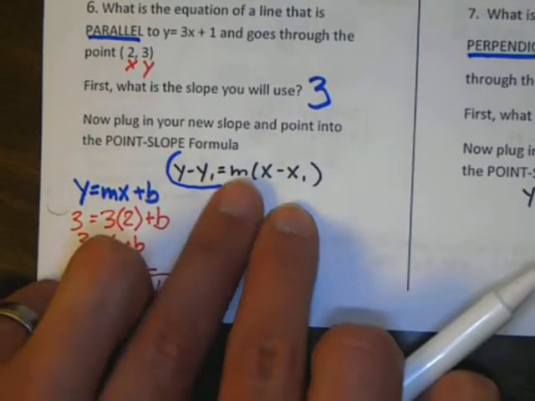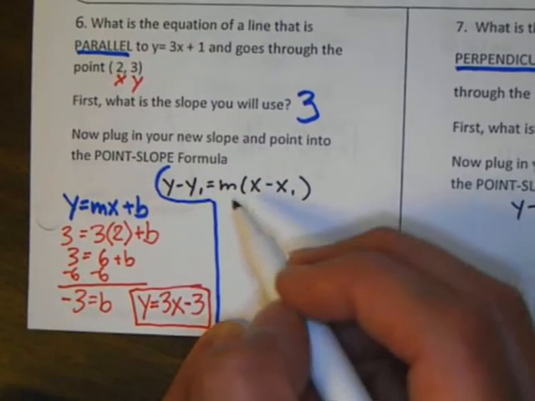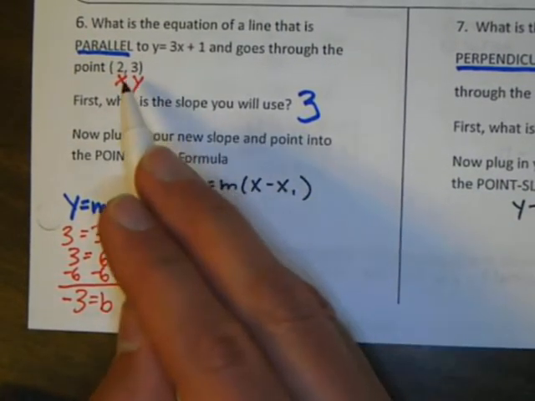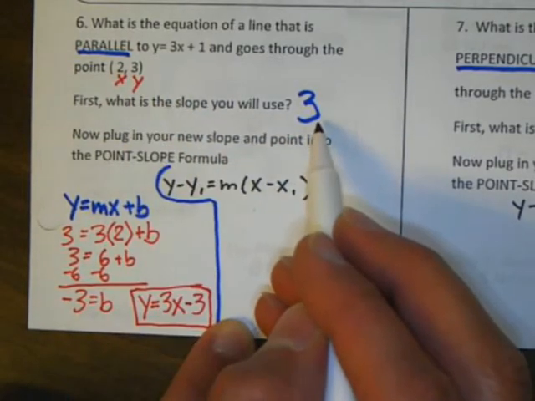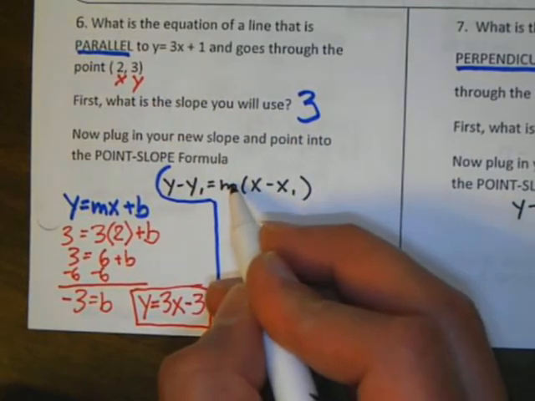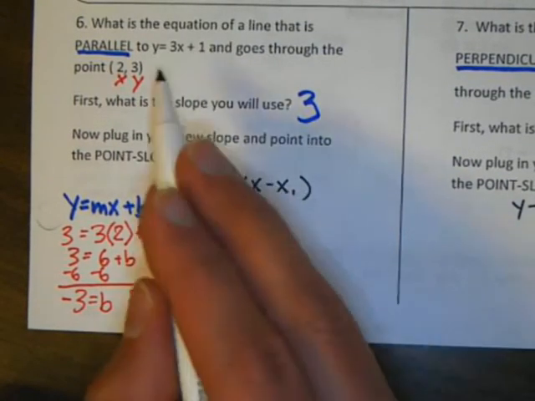Here's the other way. I didn't teach you guys this formula, but you can use this formula if you want. Okay? And here's how you use it. The little y1 and the little x1, well, that's this up here, right here. And the 3, well, remember, that's the slope that you're going to use because it's parallel. So you plug in the 3 here where the m is. You plug in the 2 right there. And the 3 right there.